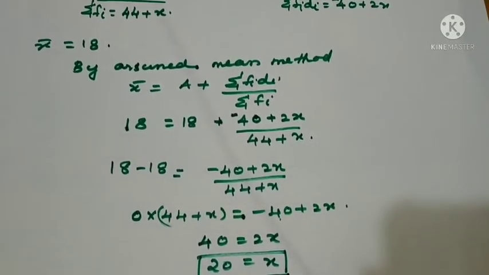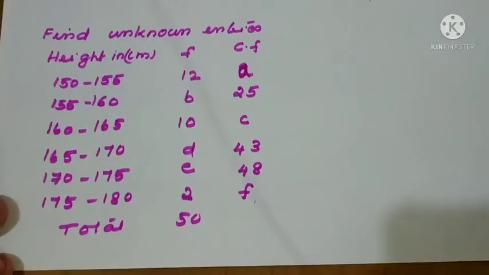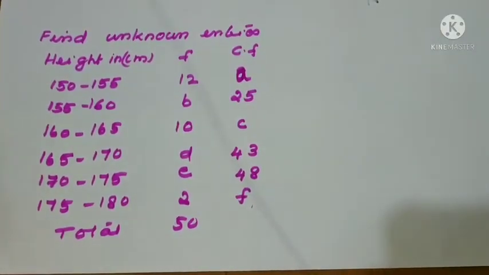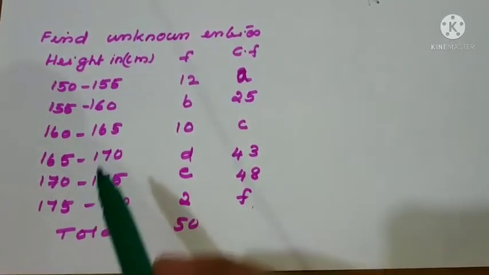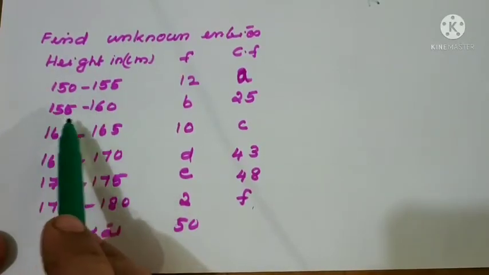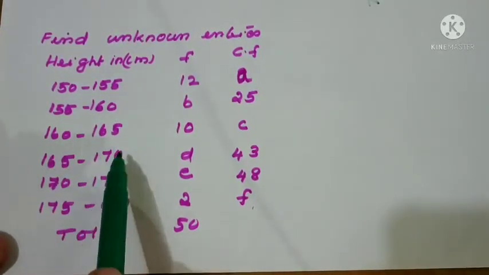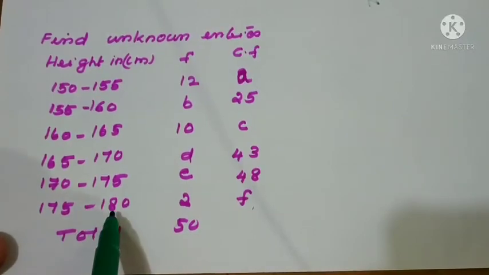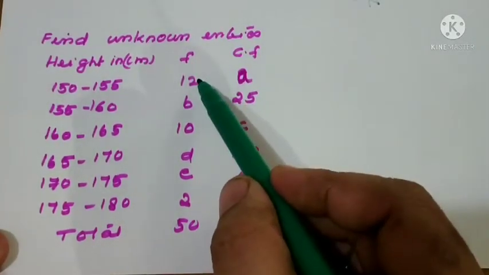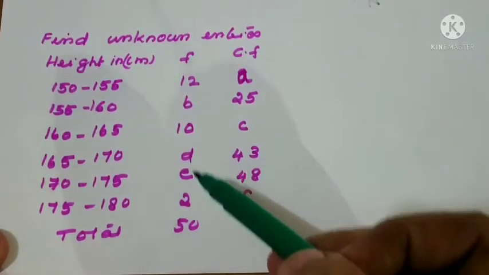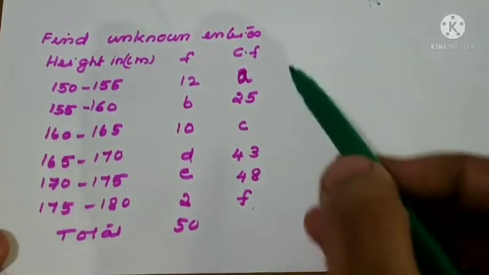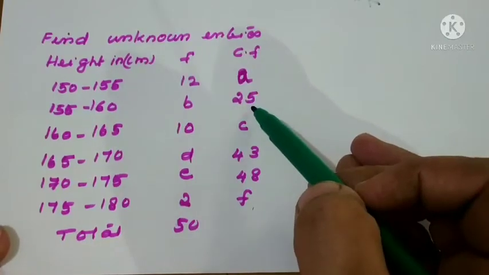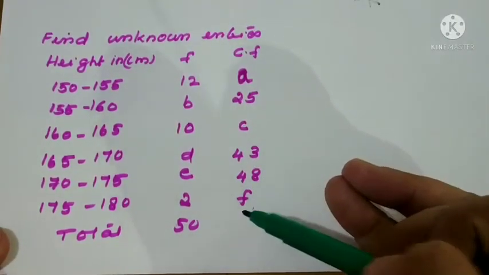So the missing frequencies we have calculated by using the median formula, mode formula, then mean formula also. So this type of question is also asked in exams. So that is the next example. Find the unknown entries. Height in centimeters is given: 150 to 155, 155 to 160, 160 to 165, like that, 175 to 180 only. Next frequencies: 12, B, 10, D, E, 2, then 50. So CF is given: A, 25, C, 43, 48, F only.